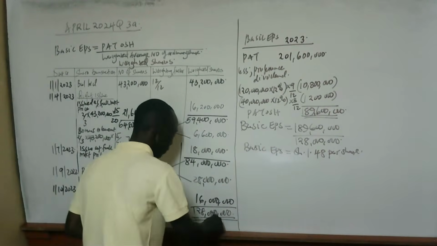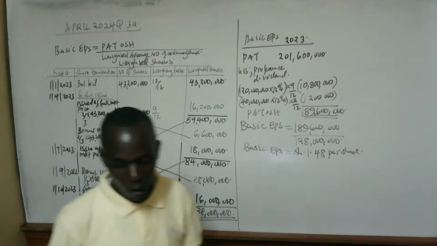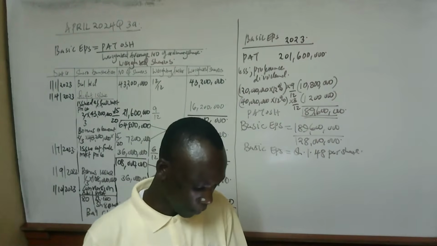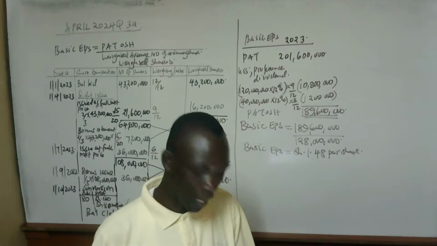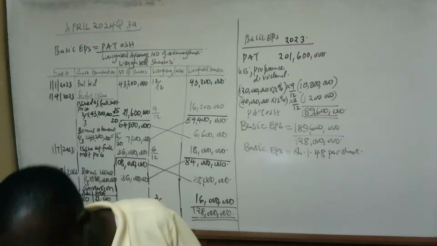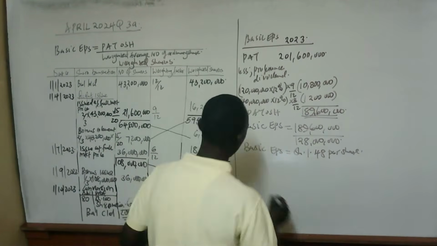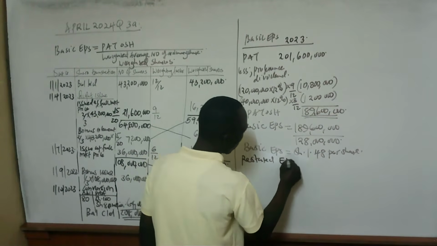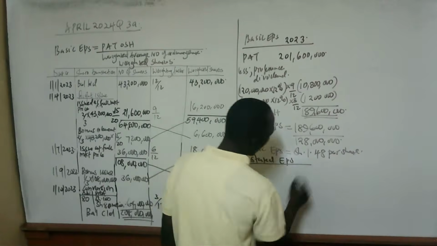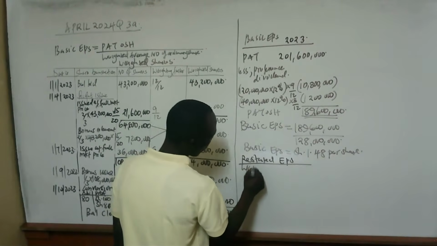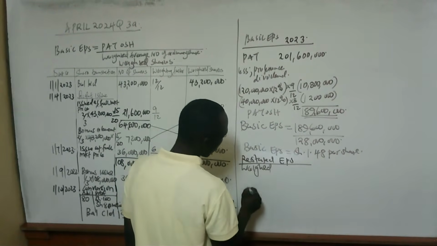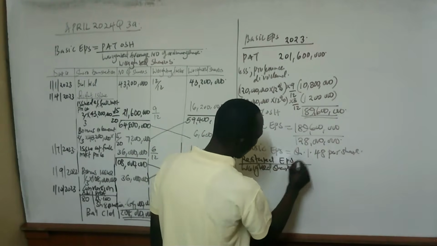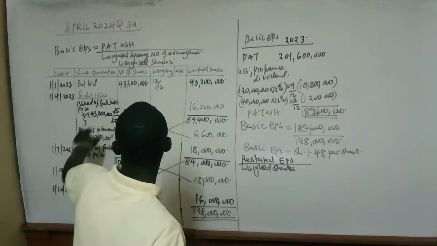Once you are able to get the basic EPS, now we can go to Roman 2. In Roman 2, they wanted to calculate the restated EPS. The restated earnings per share. We normally start with the weighted shares. And our weighted shares in the previous year, we have no more information.